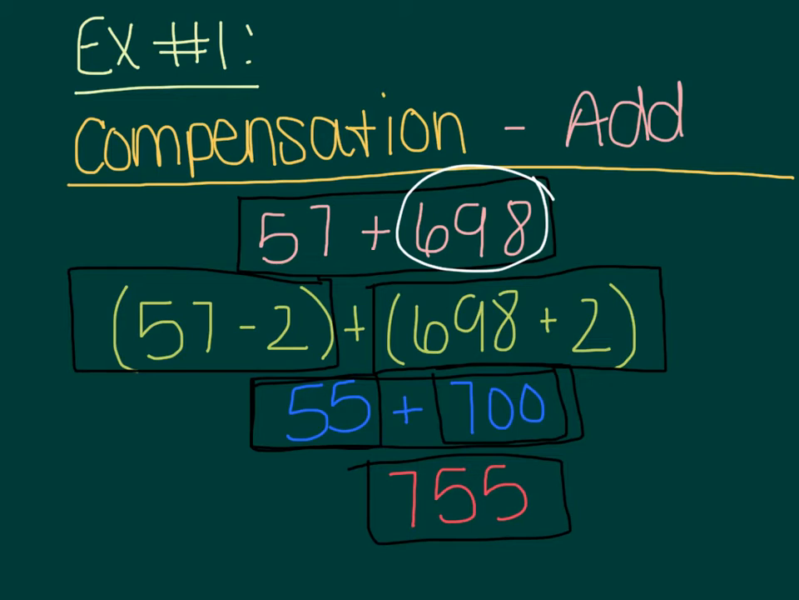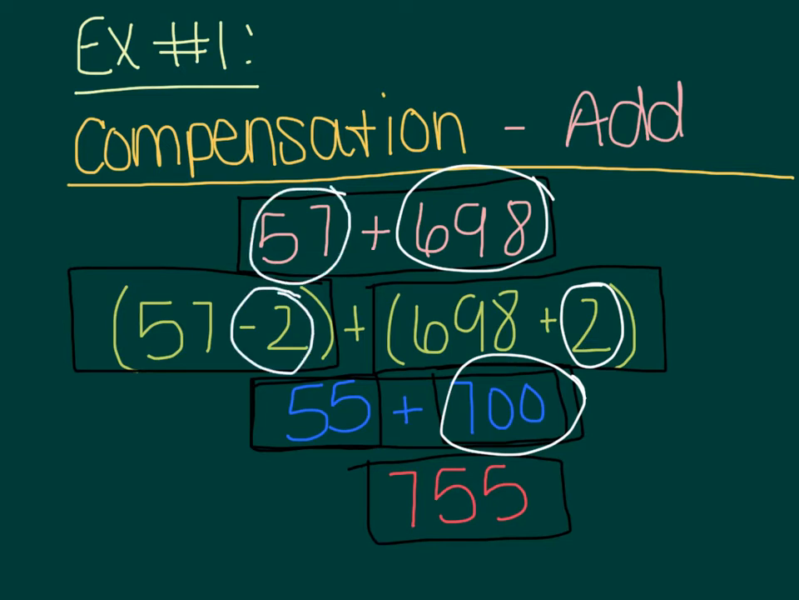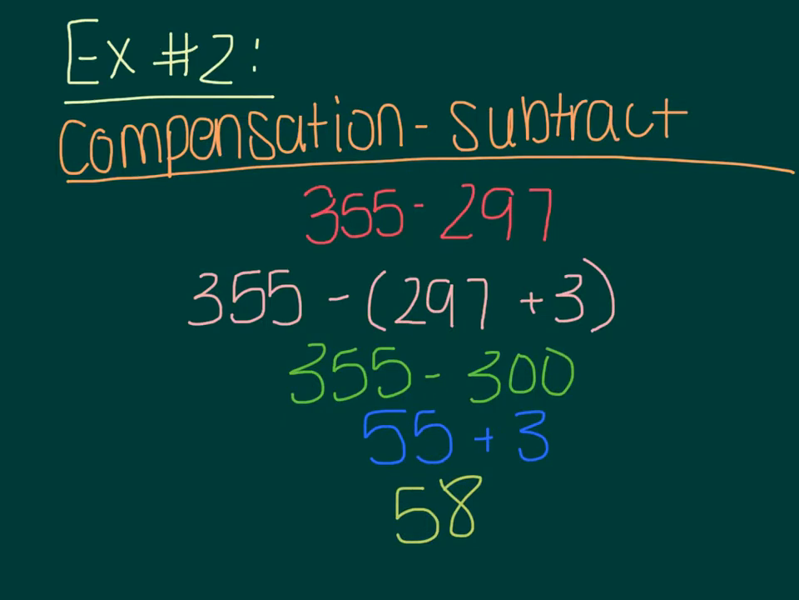So again, really quickly, we were trying to make this number easier to add with. So we wanted to change it to the number 700. So we added 2 to do that. Since we added 2, we had to subtract 2 from our other number in order to keep our answer correct. Okay, that's compensation for adding. Example number 2 is a little bit trickier. It's compensation but for subtracting.